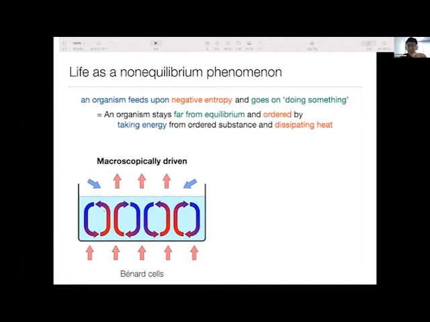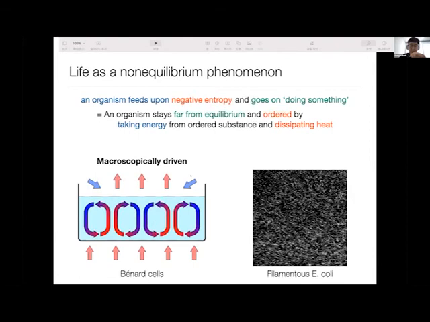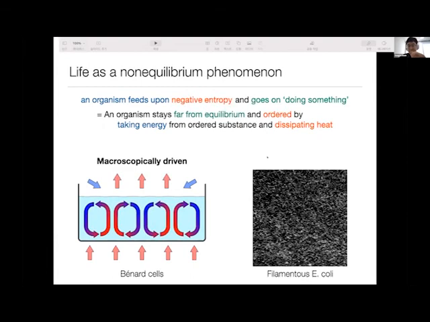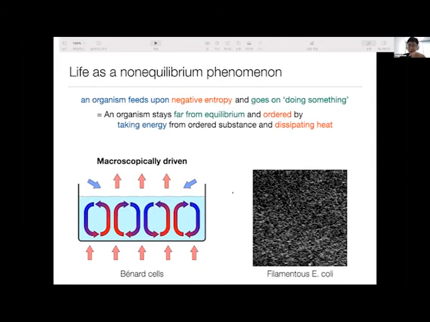So this kind of system is a non-equilibrium system, which is far from equilibrium and stays ordered by taking energy from the environment. But usually you will not call this kind of system really living. Now, let's think about a different kind of far-from-equilibrium system, which is these moving bacteria.